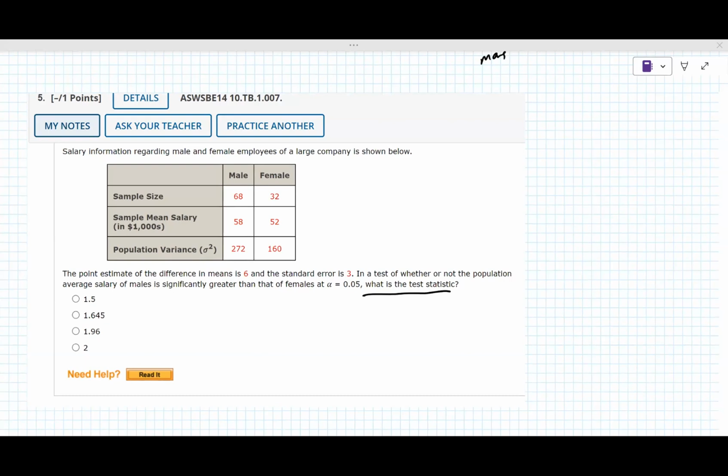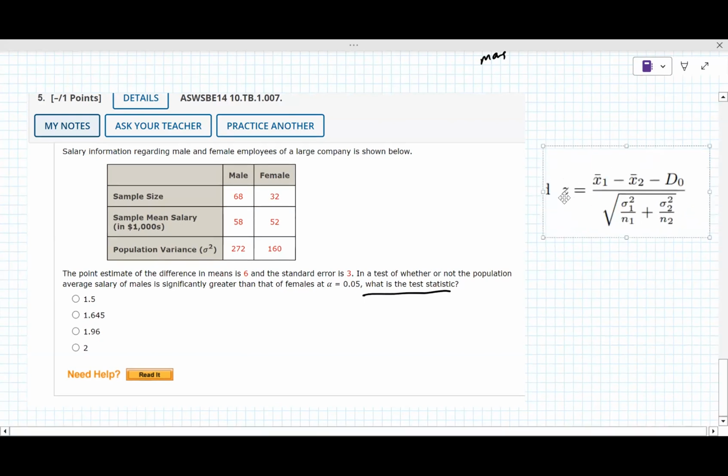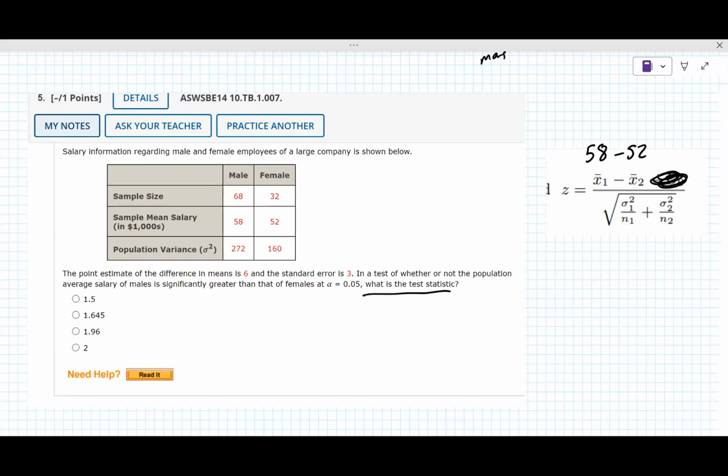So let me go back to your formula sheet. You'll see that Z equals, snip this in here on the right, Z equals X bar 1 minus X bar 2 minus D0. Now, for now, just ignore that minus D0. Probably won't come into play ever in your course, but your X bar 1 is 58. Your X bar 2 is 52. I'm just grabbing this from the table there. What would sample size be? That's like N1 and N2. Okay. This 272 is sigma 1 squared, sigma 2 squared.